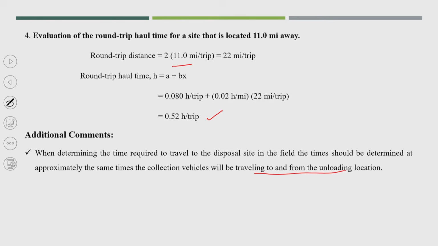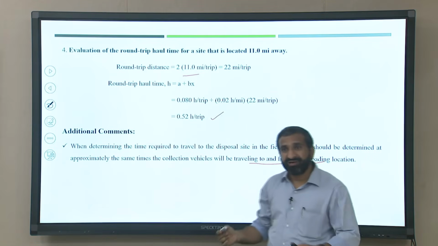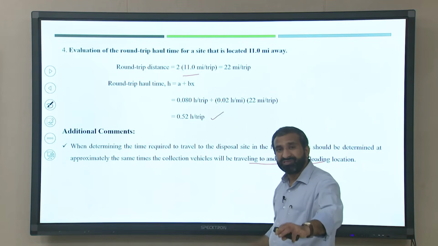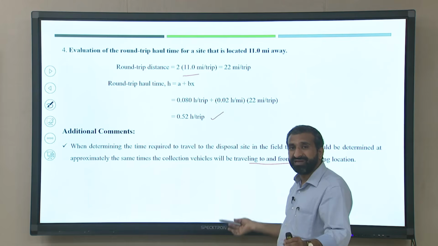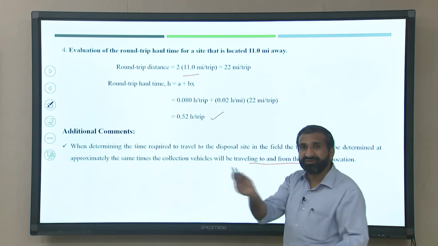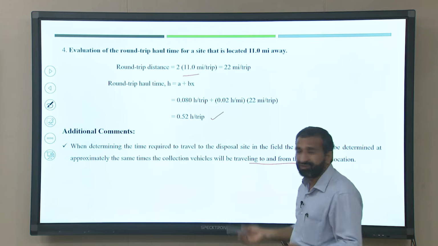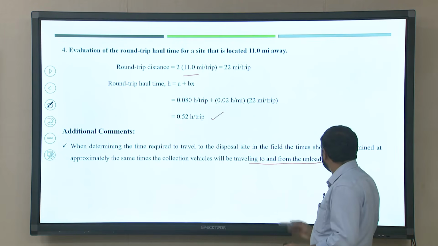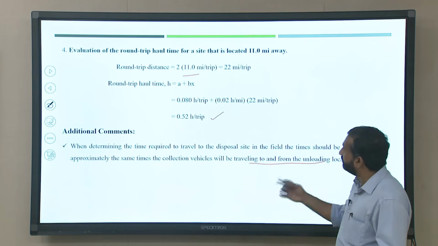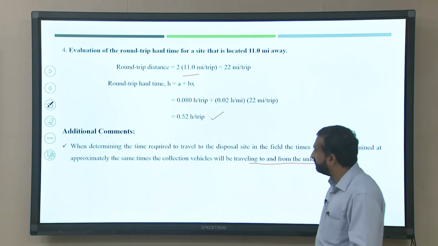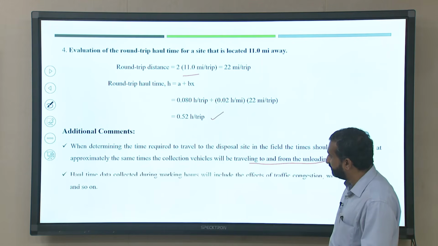Here you see the round trip distance, we multiplied by 2. The simple thought was that whatever time is required to travel from the location to the disposal site, and whatever time is required from the disposal site back to the same location, we thought of as the same. Both will be the same, that is why we multiplied by 2. That is one important assumption.